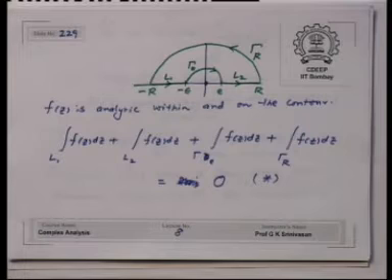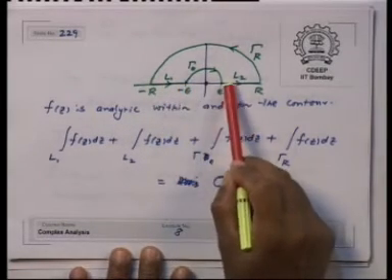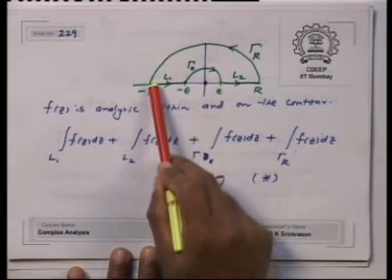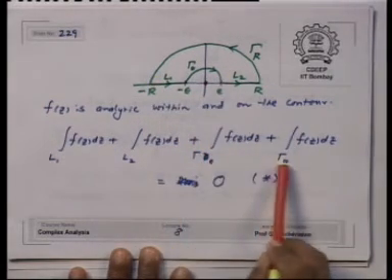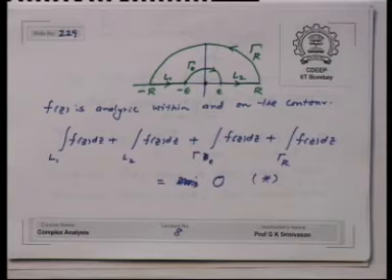Correct? Now, f is analytic within and on the contour. If f is analytic within and on the contour, then the integral over L1 plus the integral over L2 plus the integral over gamma plus the integral over this other gamma is 0. The function is analytic within and on the contour, right? Is that correct? Now, let us do the parametrization.